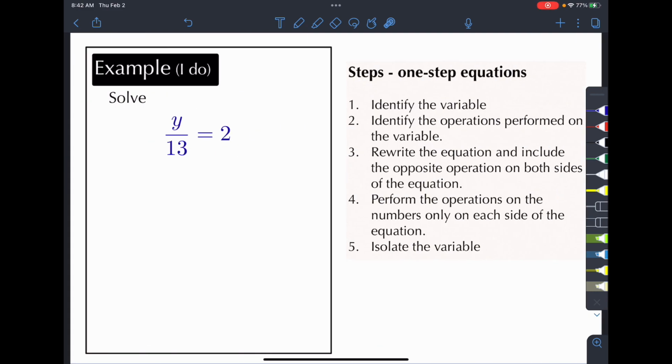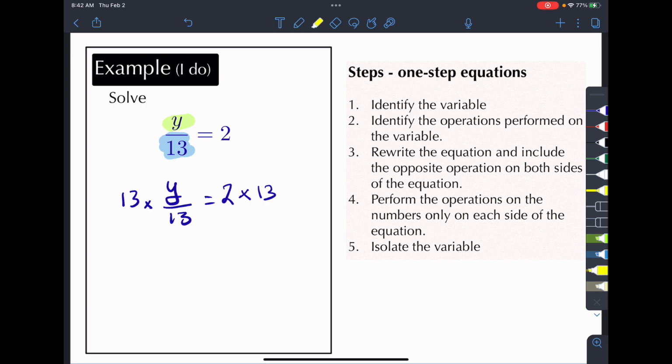So let's do one more example, and then we'll call it quits. Solve y over 13 is equal to 2. Again, step 1, identify the variable. Step 2, identify the operation on the variable. Here, we're dividing the variable by 13. Step 3, rewrite the equation. So I'll rewrite it: y divided by 13 is equal to 2. And include the opposite operation on each side. The opposite of dividing by 13 is multiplying by 13, and we do that on both sides.